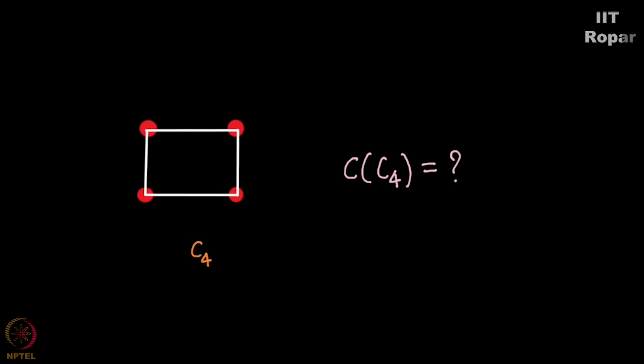So look at this first node. In lambda ways you can color it. Look at the second node. You can color it in lambda minus 1 ways. Look at the third node. You can color it in lambda minus 1 ways because this fellow is colored with lambda minus 1, the previous vertex. Now the last vertex can also be colored with lambda minus 1 ways is what you would think, but that is wrong. Why? Think about this.